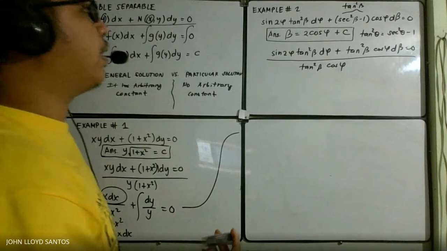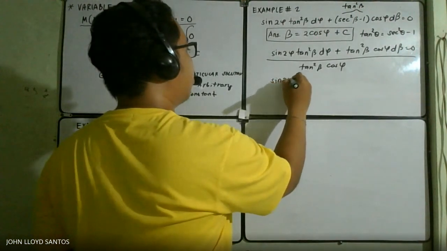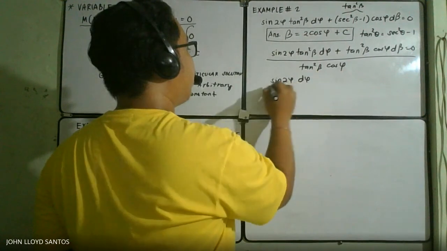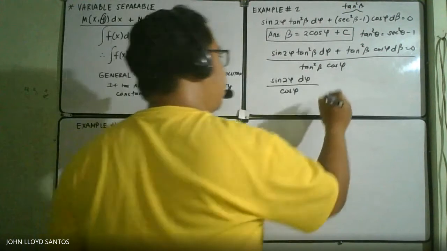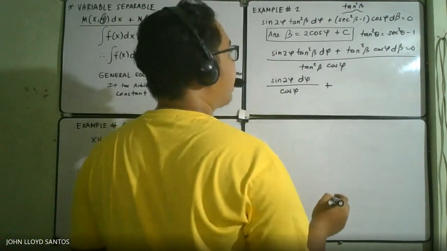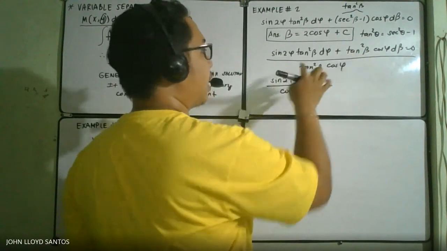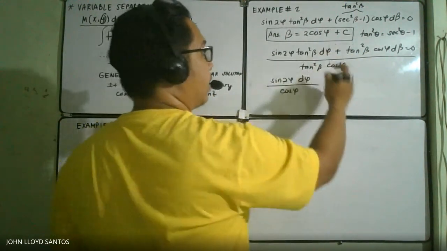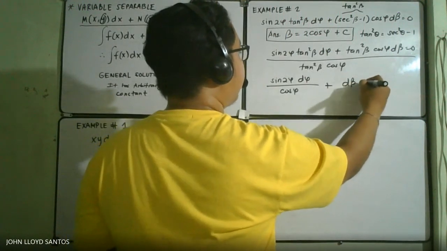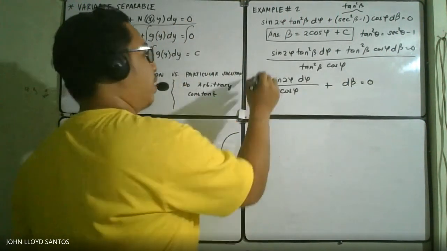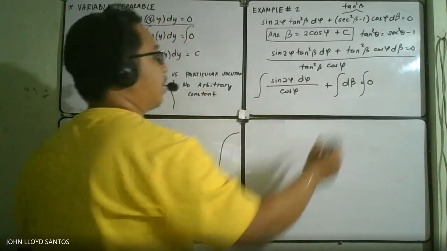So, pag dinivide natin yan, makakancel yung tangent squared. Ang matitira sa taas is sine 2 phi d phi all over cosine phi plus, kasi makikita natin cancel ang cosine phi, also ang tangent squared. Makakancel siya. So, this equation, lalabas na lang dito is simply your d beta is equal to 0. So, we can now apply the integration on the equation, kasi na-separate na natin siya.